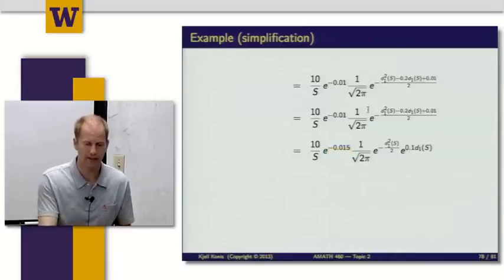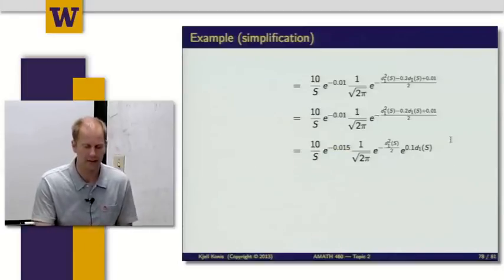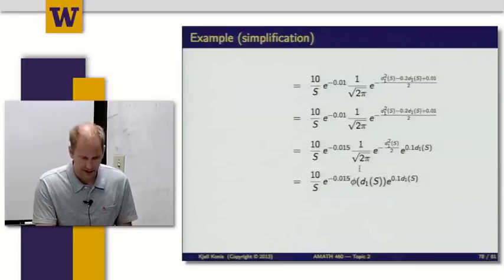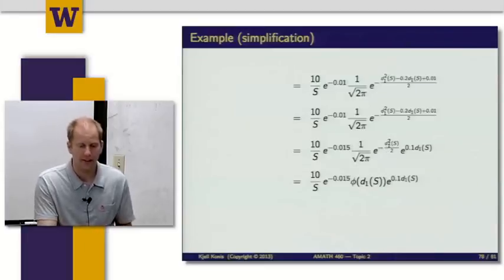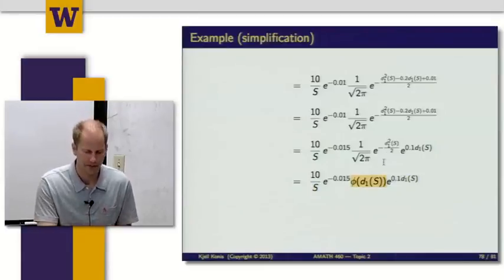So hopefully that would have been a little bit more clear if I had not messed up this line. But okay, and now I've written this bit, the 1 over root 2 pi here, e to the minus d1 of s squared over 2. Well, that's exactly what phi of d1 of s would be. So hopefully that's starting to look a little bit simpler now.